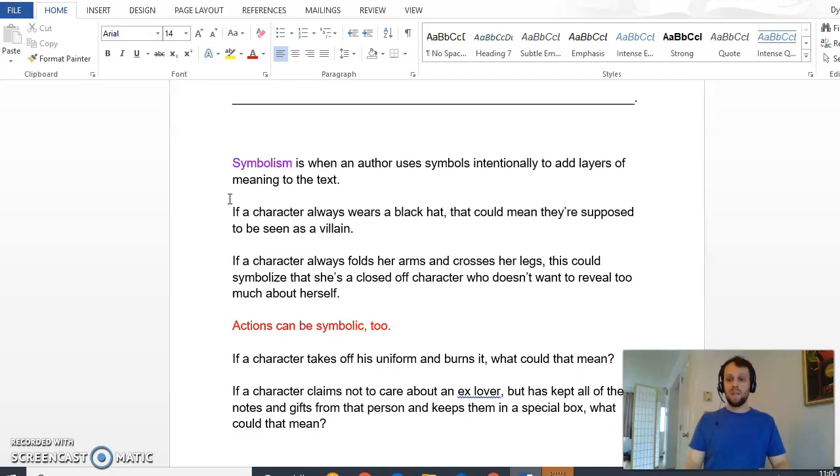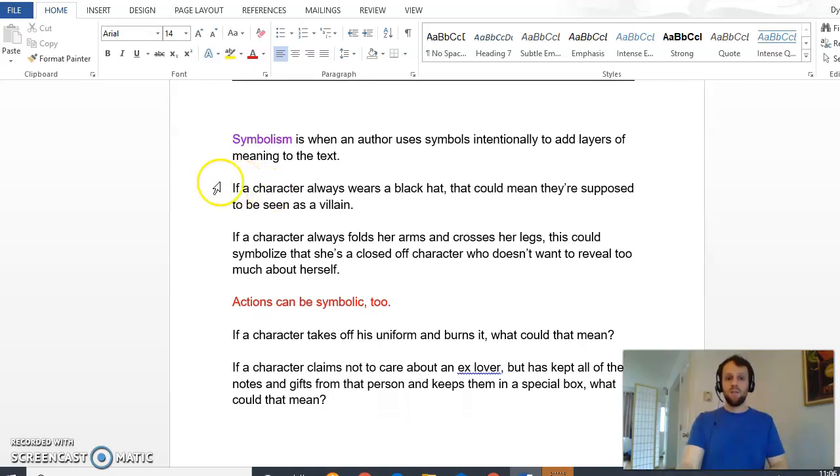So by the time you get to reading it, you can understand that there's been a long process and the writer has decided to keep in the images and the language that you see there. So this word intentionally is important, because whatever image you see in a story, whatever language you see in a story, the author left it in there for a reason. So symbolism is the use of symbols, the intentional use of symbols in a story to add layers of meaning.